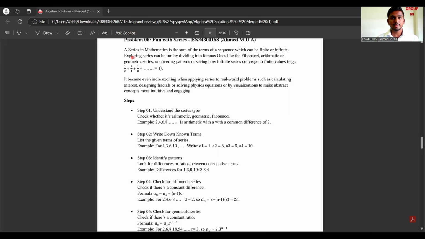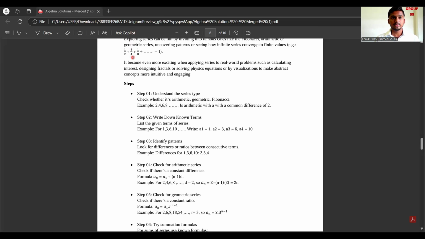Step 3. Identify patterns. Check for differences or ratios between consecutive terms. Example: the differences in 1, 3, 6, 10 are 2, 3, 4. The difference increases by 1 each time. Step 4. Check for arithmetic series. If there is a constant difference, use the formula: an equals a1 plus (n minus 1) times d. Example: 2, 4, 6, 8. The difference is 2.